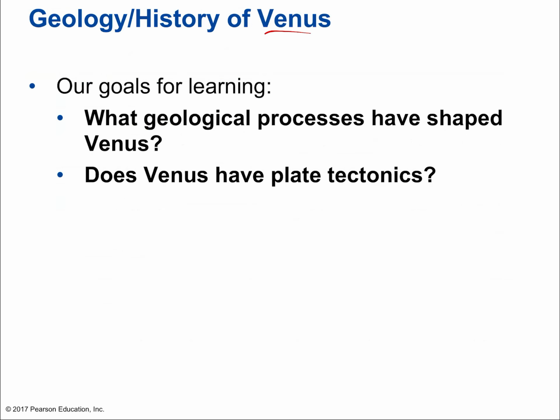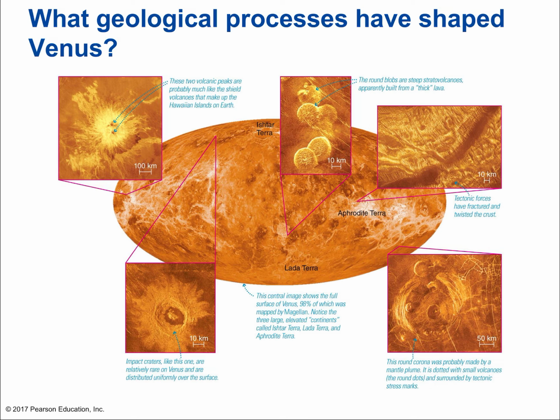I've kind of mentioned that Venus is a very interesting planet, an extreme case. So let's get into it. What geological processes have shaped Venus? Does Venus have plate tectonics? All right, well, here's Venus, okay? Venus is hot, incredibly, incredibly hot. Its surface is so hot that certain types of rock are able to melt, right?